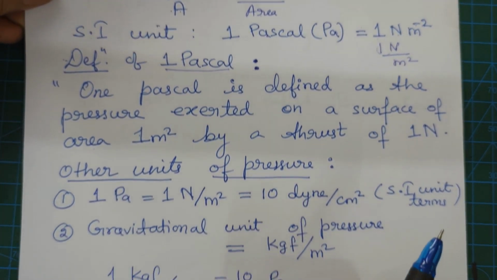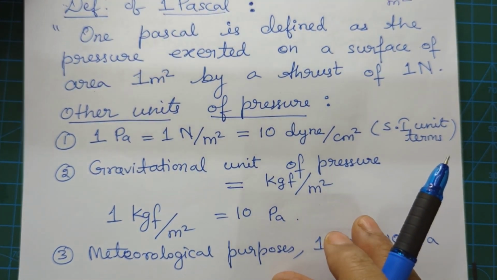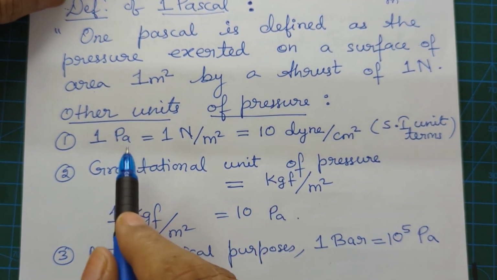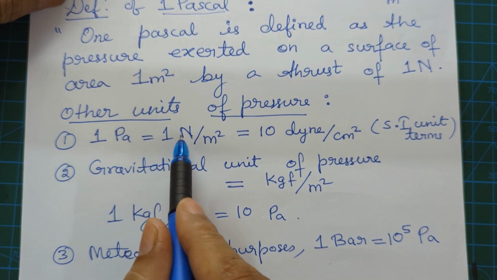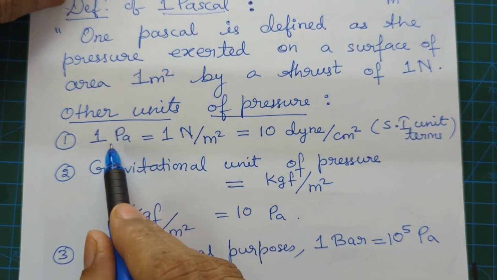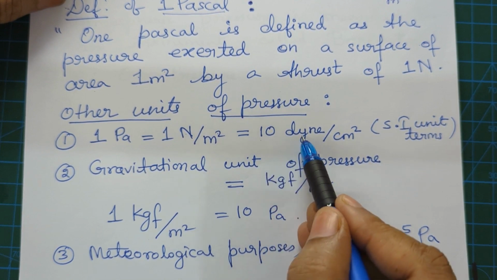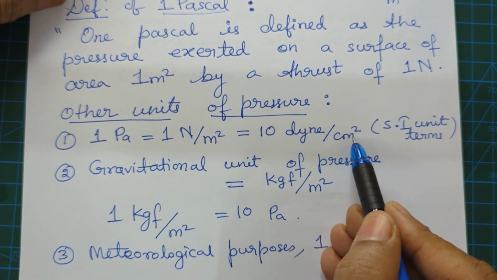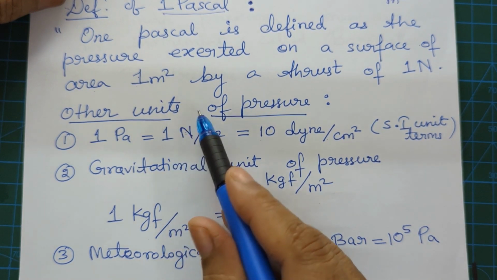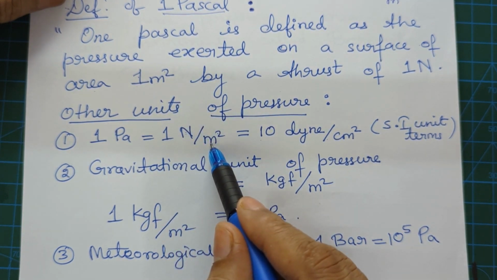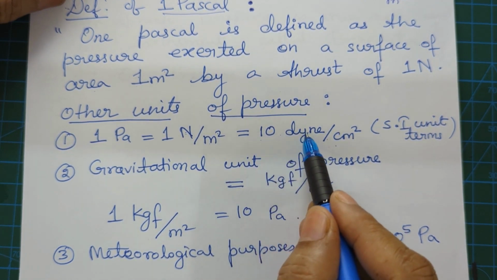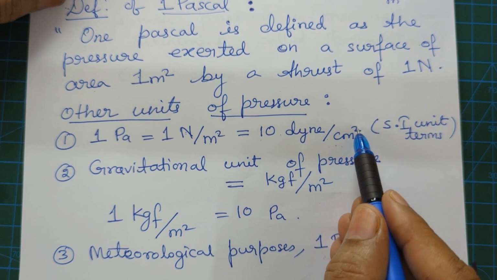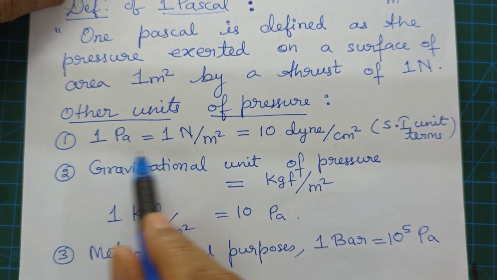So pressure is thrust per unit area. Then we should know what are the units in which pressure is measured. SI unit of pressure is Pascal. 1 Pascal in simplified form is 1 Newton per meter square. 1 Pascal in CGS conversion is 10 dynes per centimeter square. Actually 1 Newton is 10 to the power 5 dynes and 1 meter is 100 centimeter. So here 100 centimeter square means denominator 10 to the power 4 will come. 10 to the power 5 dyne by 10 to the power 4 centimeter square. So when they cancel, we are left with 10. So just remember this one line.